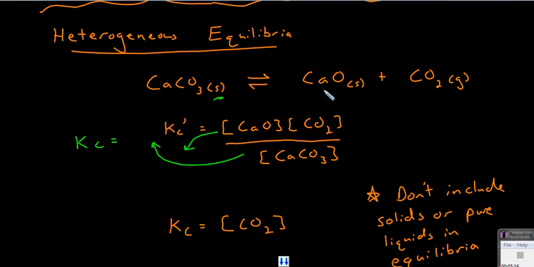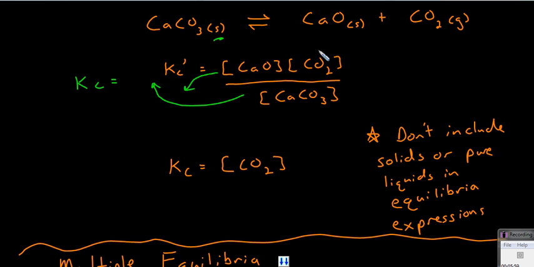But another issue is that those molarities of your solids don't change. You might lose some of that solid on the exterior, but overall the molarity doesn't change. So, being that its concentration doesn't change, we end up getting rid of solids and then also pure liquids from equilibrium expressions. So, for this reaction, where we have two solids, we do not include those in the equilibrium expression. However, we do include gases. Generally, what we'll do is we'll include gases within equilibrium expressions, and we'll include aqueous compounds, not pure solids or pure liquids.